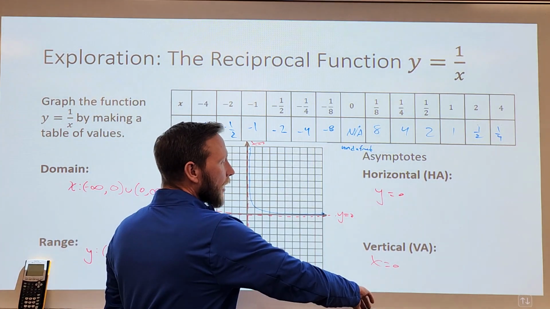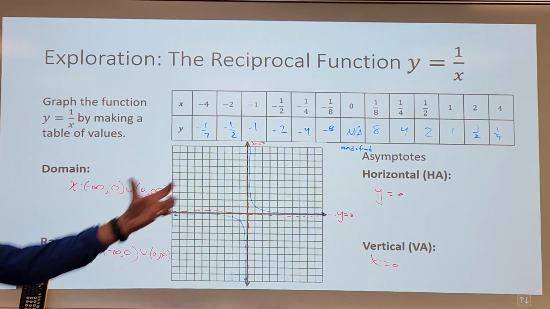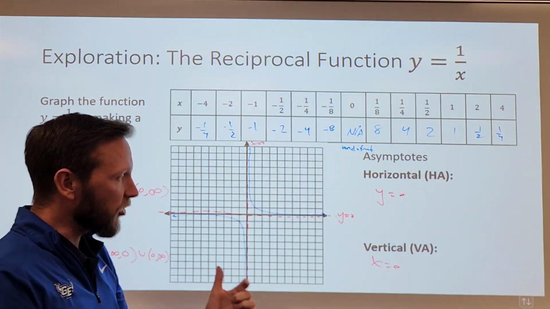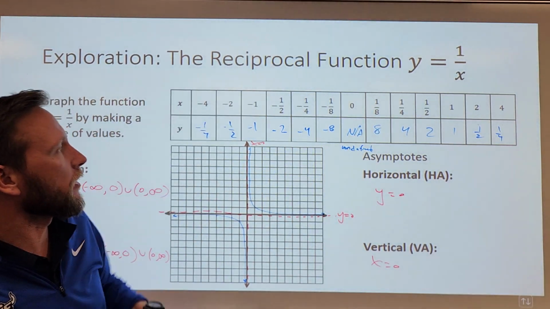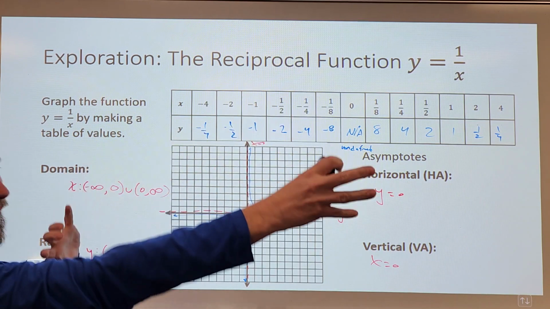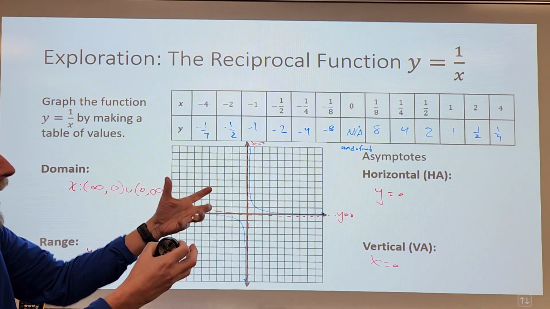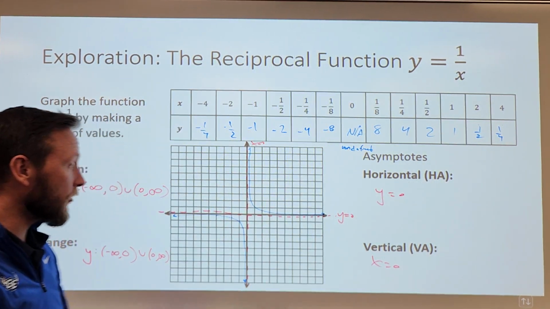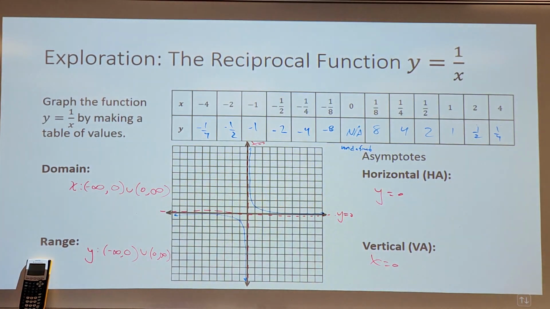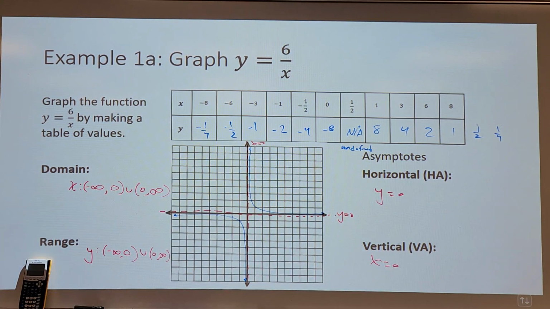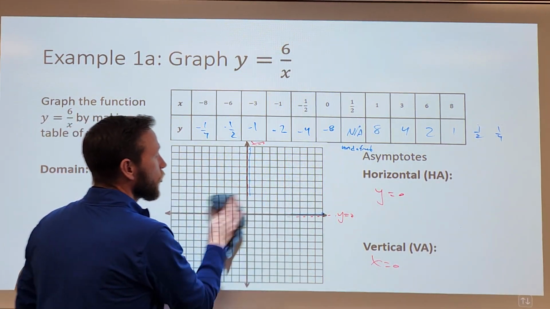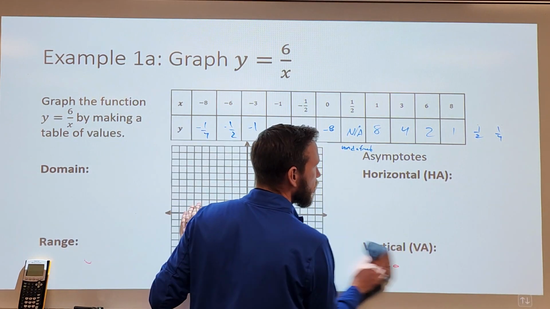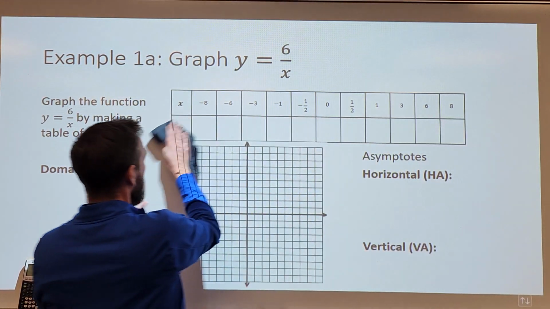And so these functions, this reciprocal function and the different versions of it, if we have a multiplier on top or a multiplier on the bottom, or if we're adding or subtracting something, we're going to have horizontal and vertical asymptotes, all right? And so let's explore this one a little bit. Let's see what happens with y equals 6 over x, and let's see how that changes our picture, if at all.